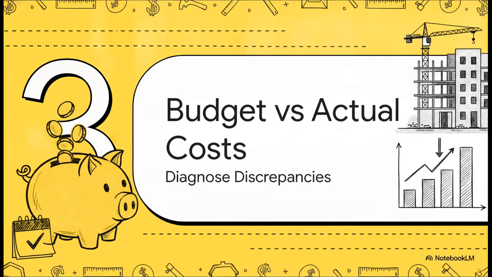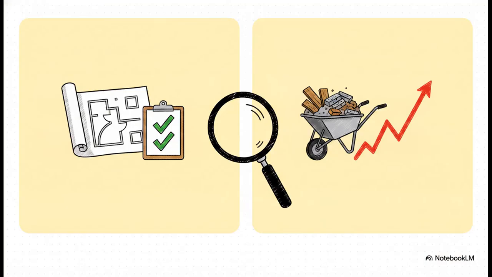Part 3. Budget versus actual costs, diagnosing the discrepancies. Now this is where theory meets reality on the site. It is vital to compare your initial network budget costs directly against your actual costs in the tender calculations to find any variances. Think of the network budget as your ideal scenario.